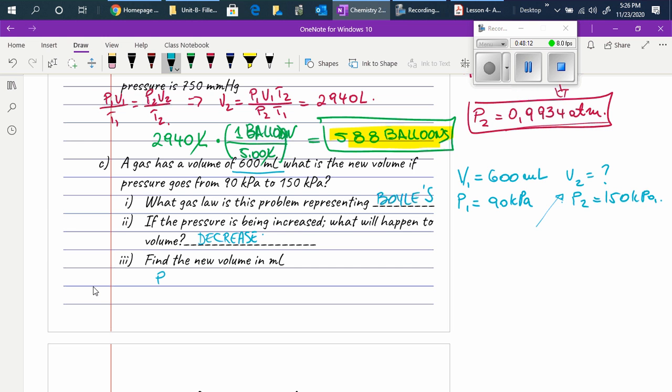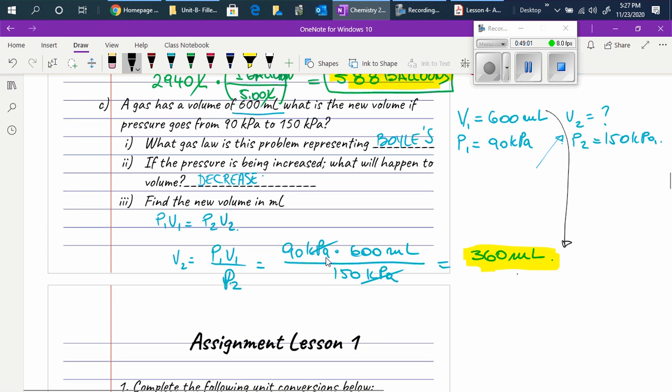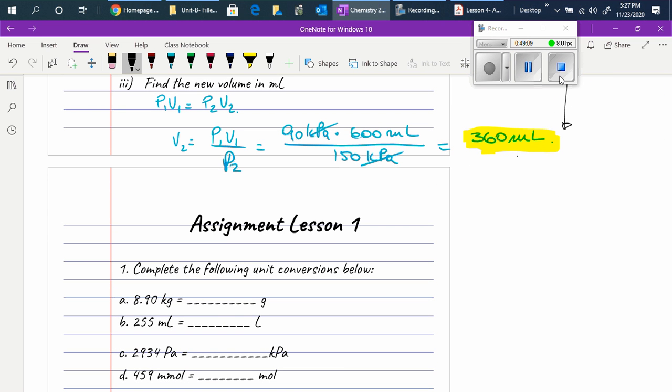And when we find the volume, P1 V1 equals P2 V2. And then from here, V2 will be P1 V1 over P2. So then we'll have 90 kilopascal times 600 milliliters over 150 kilopascal. So kilopascal and kilopascal are cancelled out, and then we have 360 milliliters or 0.360 liters. And as we see here, the volume is decreased from 600 milliliters to 360 milliliters. This is the end of lesson 1. Now you should complete the assignment on lesson 1, and if we have any questions, we will deal with them.